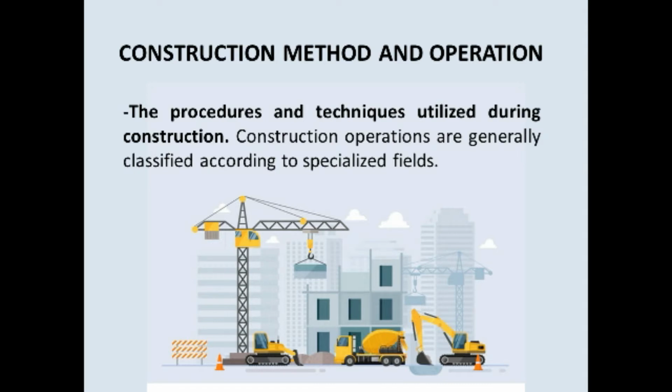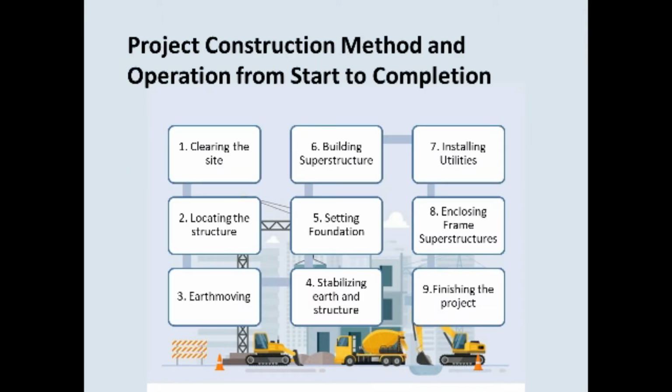Ibig sabihin, construction method and operations ay yung mga activities na kailangan o nagko-contribute para sa delivery ng isang construction project. So, ating isa-isahin yung mga project construction method and operation na kinakailangan natin mula sa start hanggang sa completion ng isang construction project. Number 1 ay ating clearing the site.